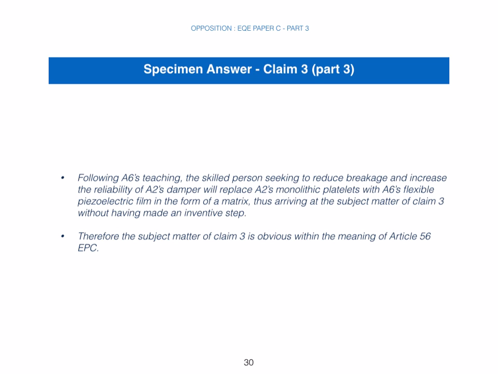Penultimate paragraph. Following A6's teaching, the skilled person seeking to reduce breakage and increase the reliability of A2's damper will replace A2's monolithic platelets with A6's flexible piezoelectric film in the form of a matrix, thus arriving at the subject matter of Claim 3 without having made an inventive step. And the conclusion, therefore, the subject matter of Claim 3 is obvious within the meaning of Article 56 EPC.